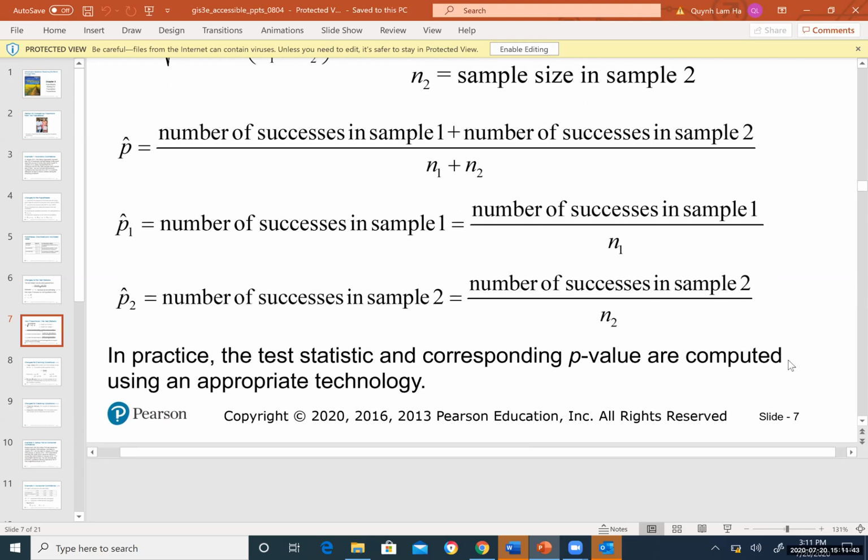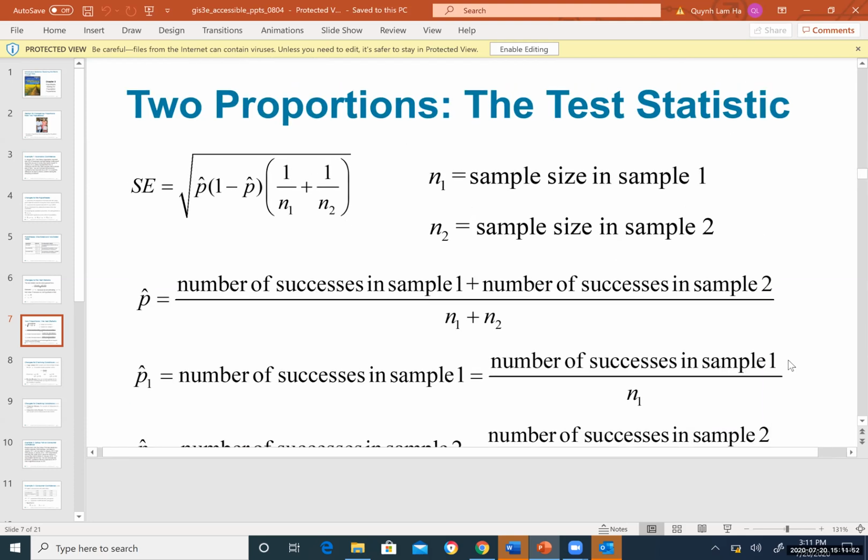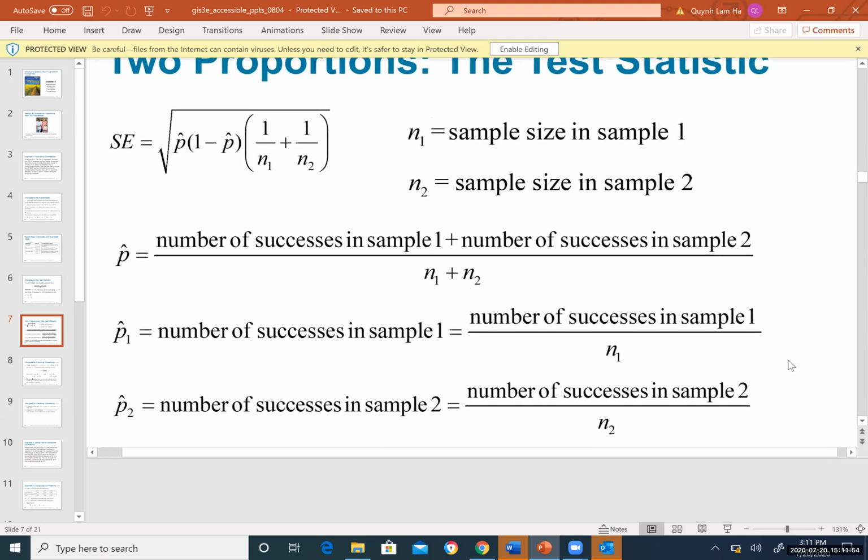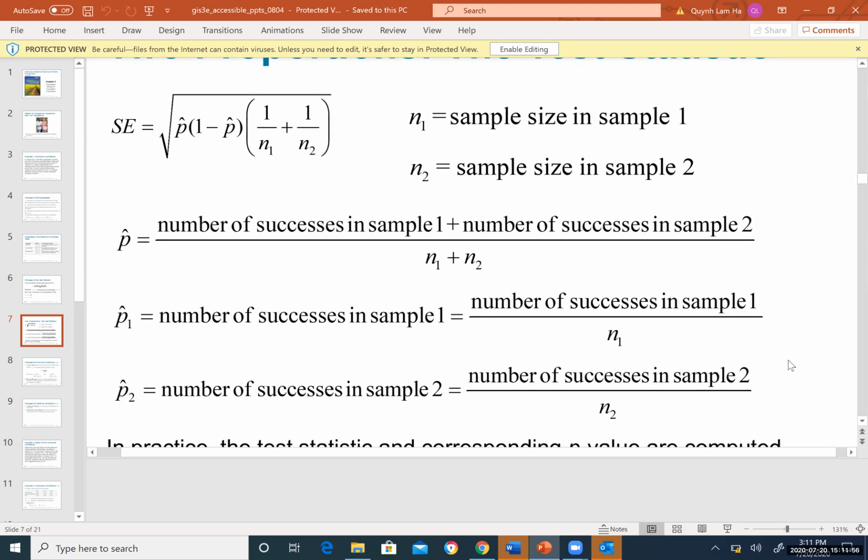So they say in practice, the test statistic and corresponding p-value are computed using the appropriate technologies. So all of us suggest that you use technology, and you should not compute by hand because it takes too long.